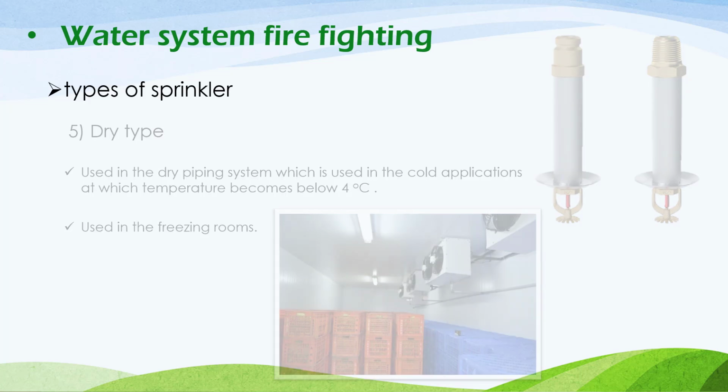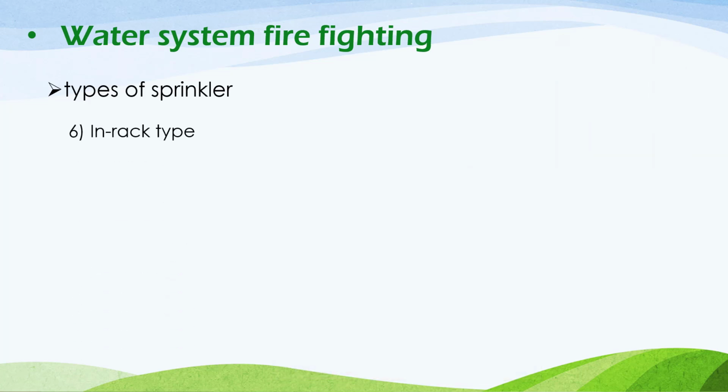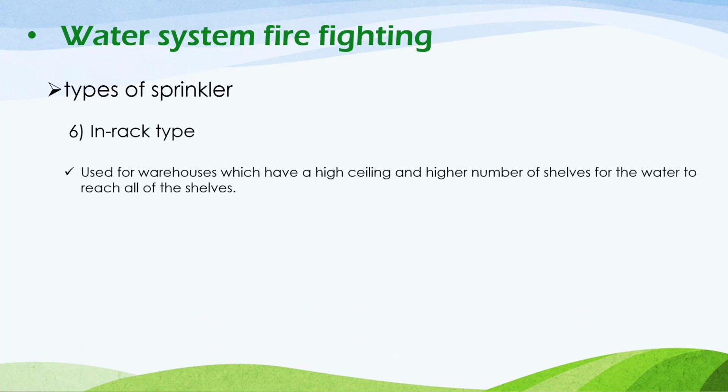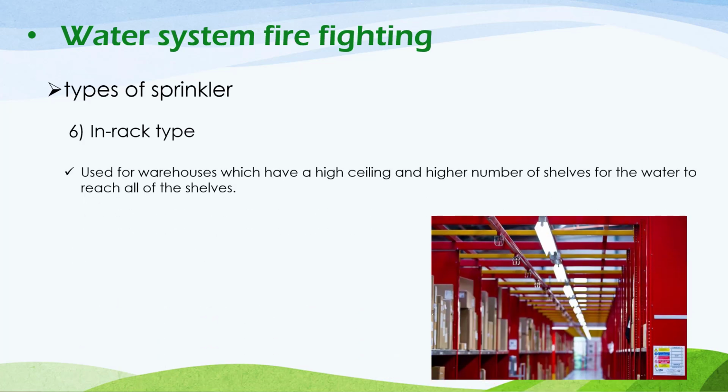And now the final type of sprinklers we have is the in-rack sprinkler, and this is a special sprinkler system as it's used in case of having a high ceiling warehouse which has a high rack with many shelves. As in this case, we cannot install the sprinklers just on the ceiling of the warehouse, as the water cannot reach all of the rack shelves, or it cannot reach all of the goods in all of the shelves.